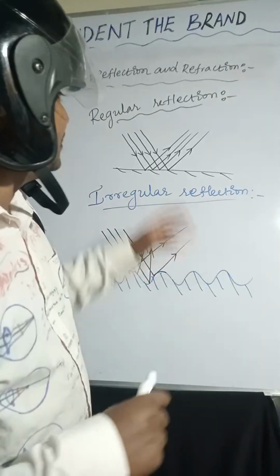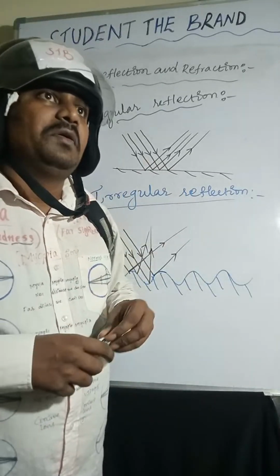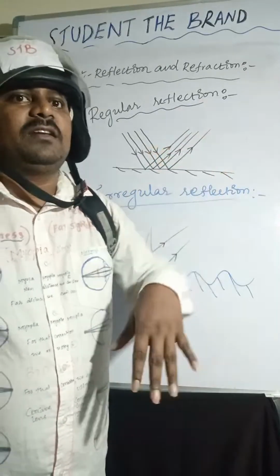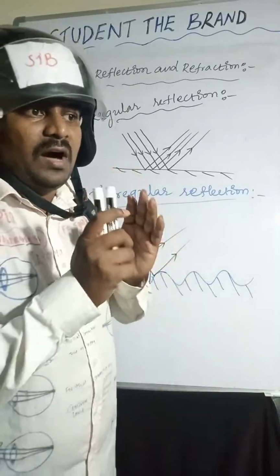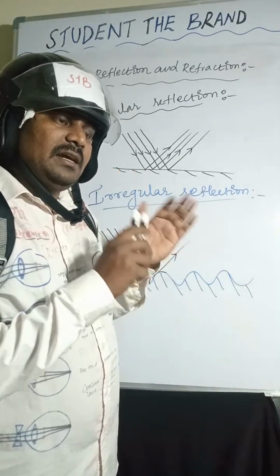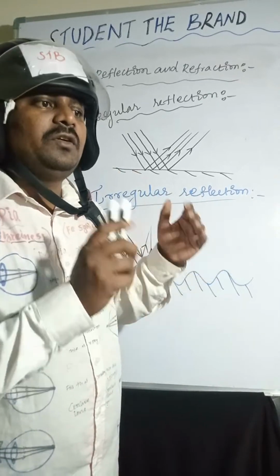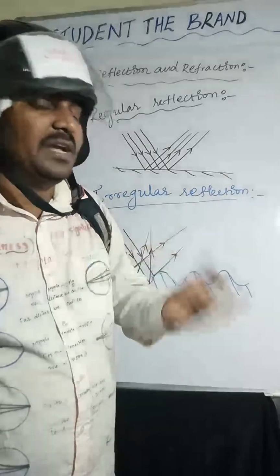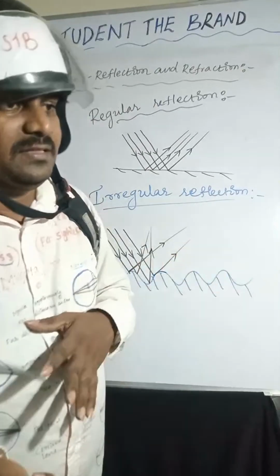There is one question related to this: a wall reflects light rays and a plane mirror reflects light rays. So listen carefully. A wall reflects light rays and at the same time a plane mirror also reflects light rays. So what is the difference between their reflection? Give your answer.